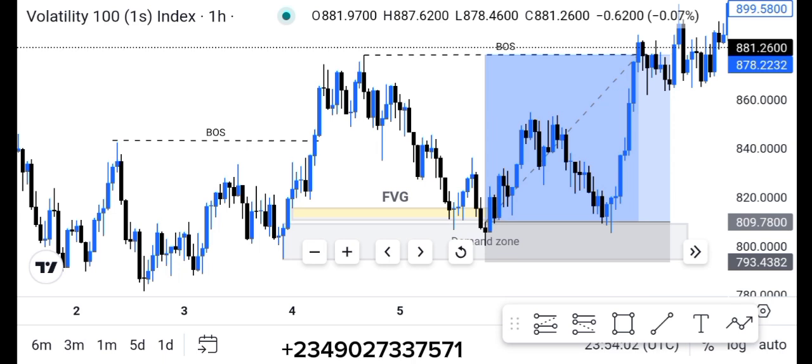Then we should expect price to pull back correctively into the zone. Then we should expect buyers to step in, or you as a trader should expect to place a buy trade at that zone. Then you should expect it to break structure to the upside. So this is how to draw zones.